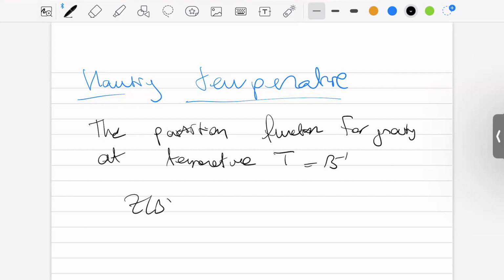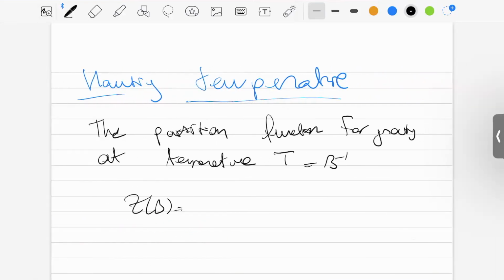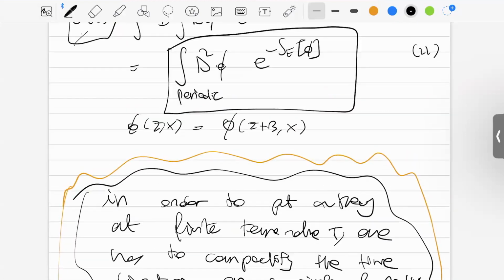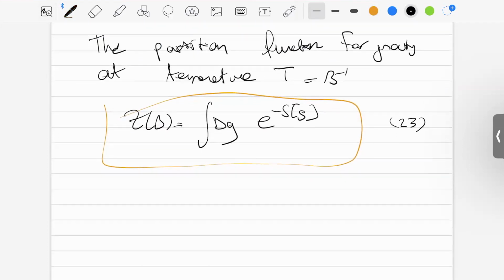According to the recipe, the partition function can be written as a path integral, where you integrate over all possible fields. Here, the field is just a metric g, so I integrate over the metric. This is also equation 23. I suppose that I only have gravity in my theory for now. I don't have any matter fields up to now. So the partition function is just an integral over the metric itself, and S is the action of this theory.